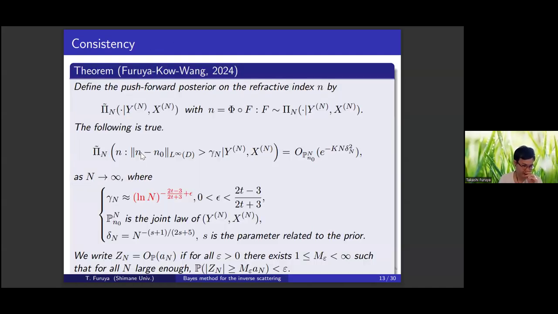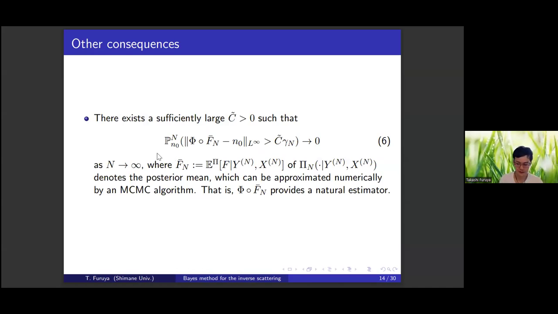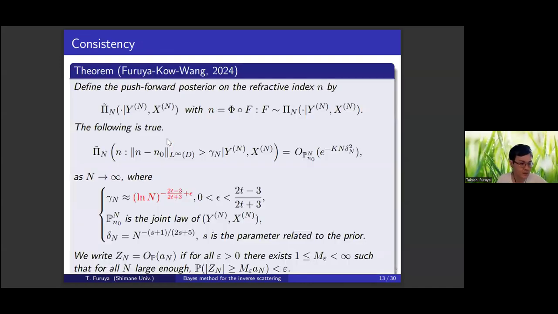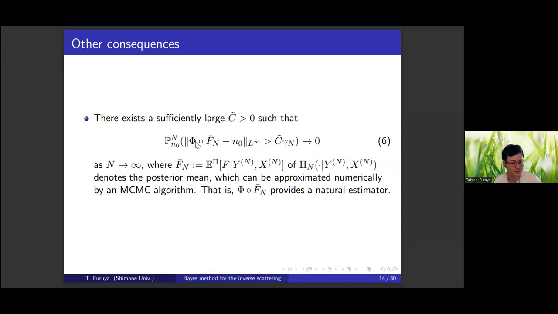There is also another consequence that we get from the previous consistency theorem: we can have the following probability convergence. That means the link function of f bar minus n, in the sense of the L infinity norm, being greater than some constant times gamma n, this probability goes to zero if n goes to infinity.